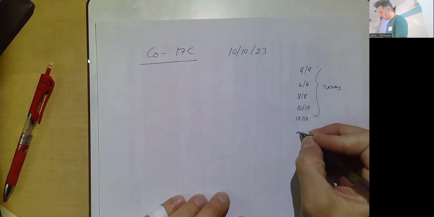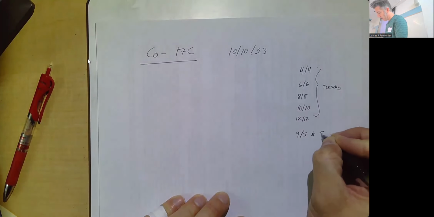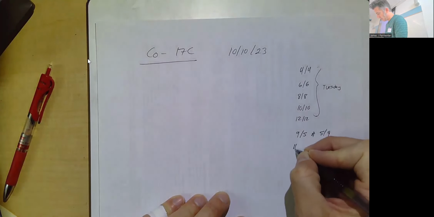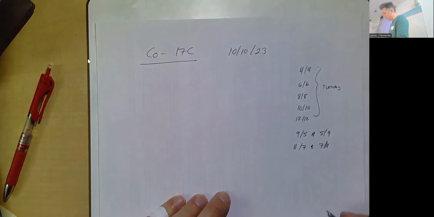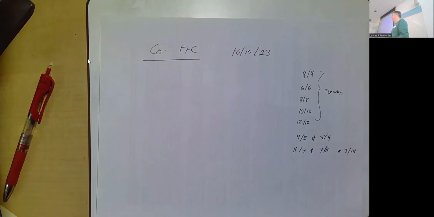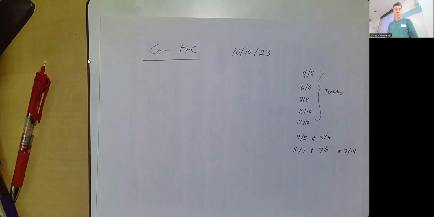Also, these dates as well: 9/5 and 5/9, and 11/7 and 7/11. Those are also all on a Tuesday, and Pi Day. Anyway, that's just a fun fact that I think is really interesting. Let's talk about partial derivatives now.